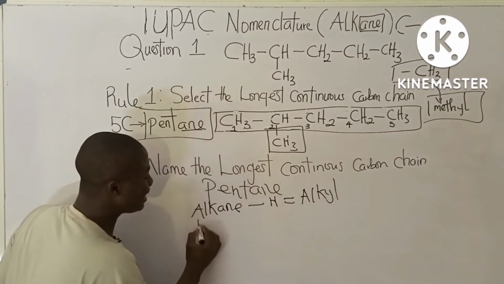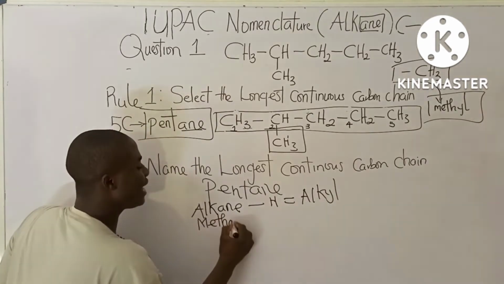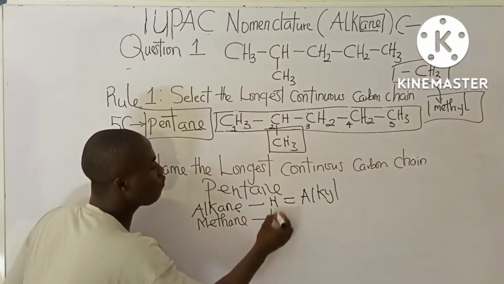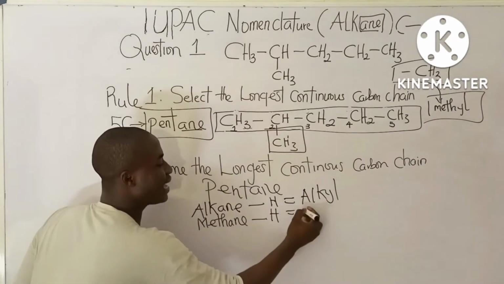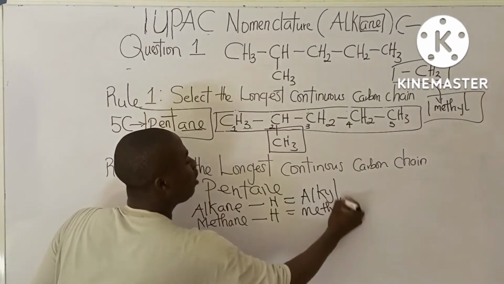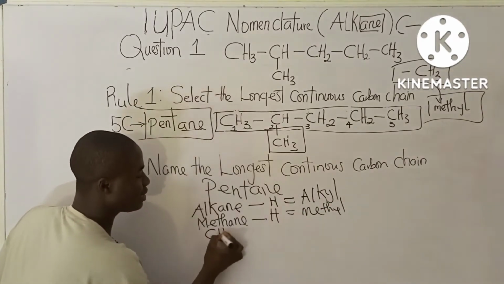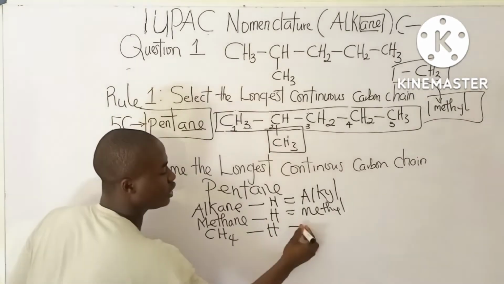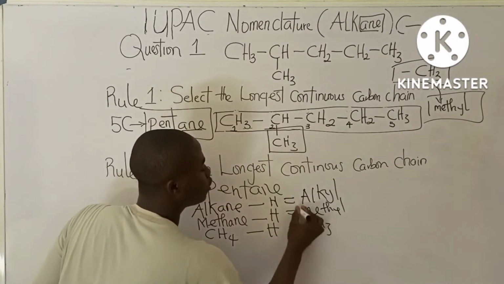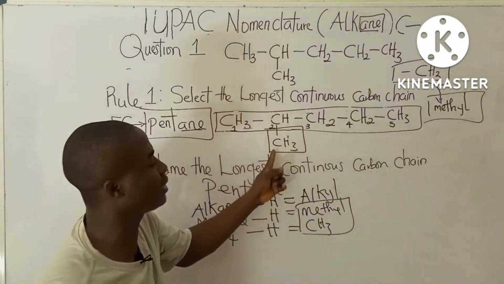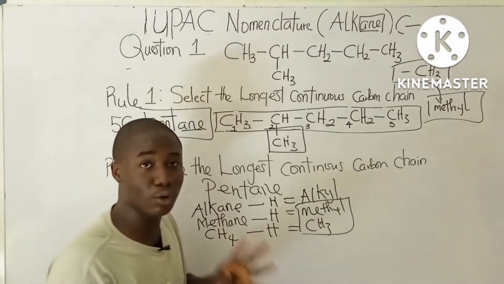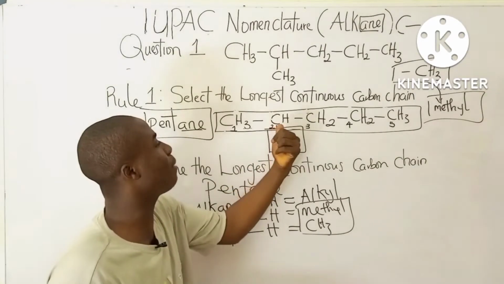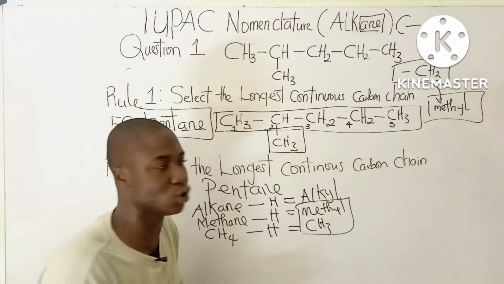So, let's say this is methane. Methane is the first member of the alkane series. When we remove one hydrogen from methane, we get methyl. And what is the chemical formula of methane? CH4. Removing one hydrogen, we have CH3. So you can see that this substituent is called the methyl group substituent. And the methyl group substituent is at carbon 2 of the longest continuous chain.